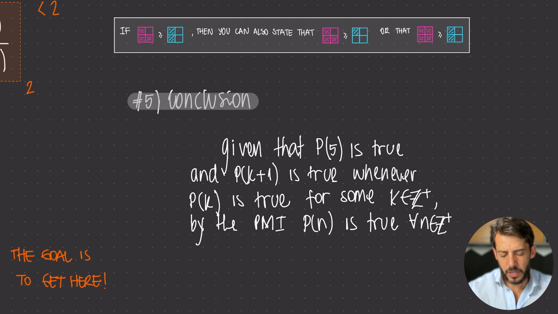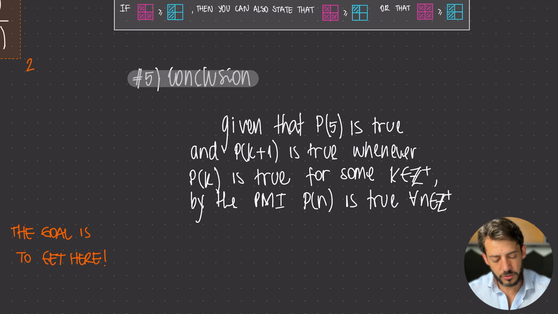Pretty nice exercise, isn't it? So let's write the conclusion. Given that P(5) is true and P(k+1) is true whenever P(k) is true for some positive k, by the principle of mathematical induction, P(n) is true for all positive integers greater than or equal to 5. And there you go, two harder exercises which mix induction proofs and inequalities.